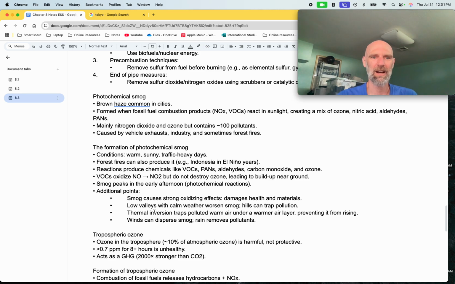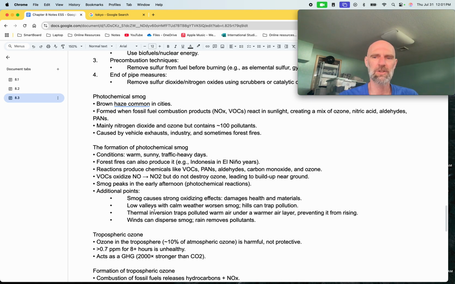Forest fires can also produce these, such as in Indonesia in El Nino years. Also, once again, Canadian forest fires. We also have our own in the United States. Forest fires are occurring in a lot of areas, and even some where they shouldn't be. Reactions produce chemicals like VOCs, PANs, aldehydes, carbon monoxide, and ozone.